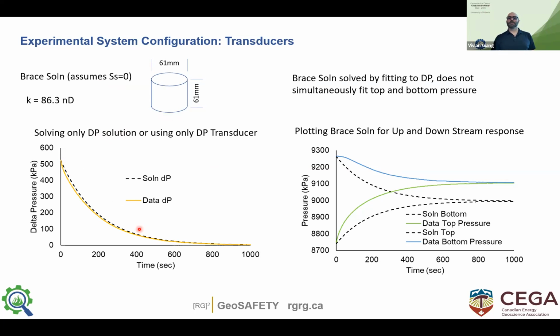But if you're not monitoring the upstream and downstream, this is what the data actually looks like. So here's your data, and the dashed lines are the Brace solution plotted in upstream and downstream pressure. Same solution, it's just one plotted as delta P and one plotted as upstream and downstream. So sometimes this can be good enough. Our permeability is 86.3 nanodarcy, I think 10 to the minus 14 meters per second, in that range. This is what your response would look like.